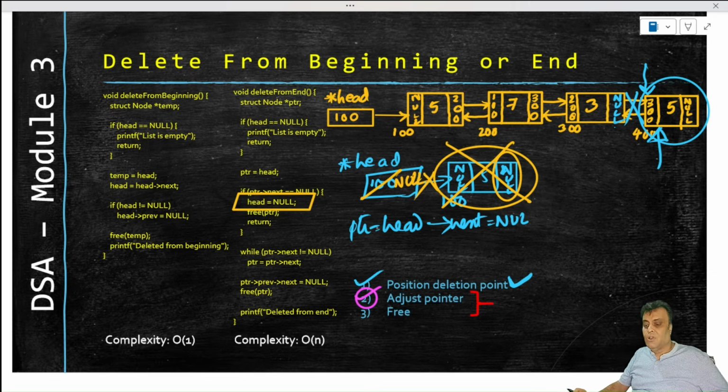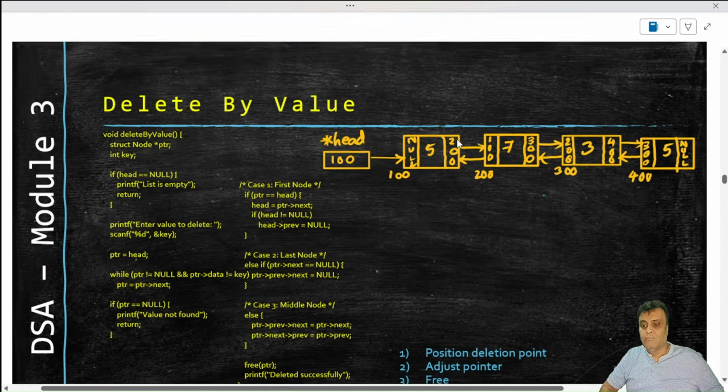And that's your complexity. If we do the complexities, then from the end, when we have to go to the end, that is an order of n, right? If we have to traverse till the end, then we'll have to go through all the nodes, which means the complexity will be an order of n. So that is all on delete from beginning or delete from the end.